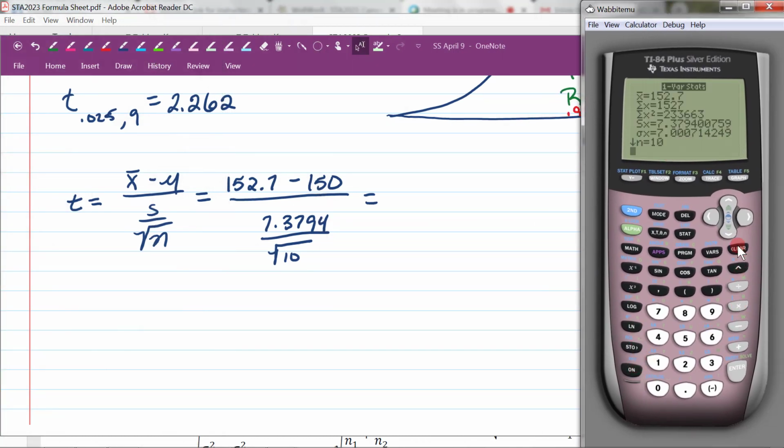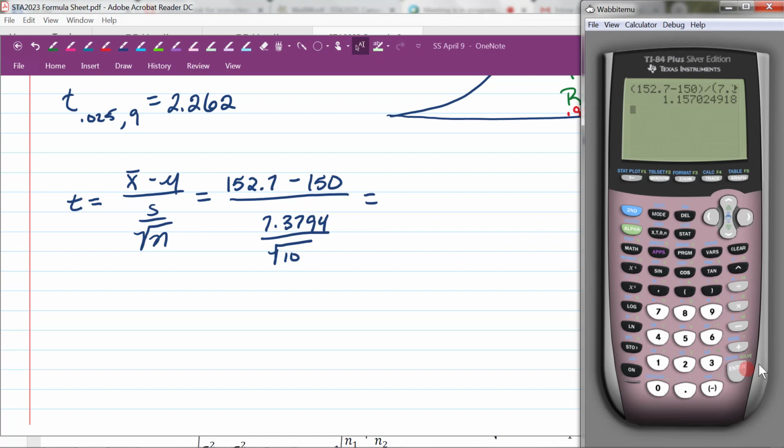Turn that on, hit clear, and we're going to go parentheses 152.7 minus 150, close parentheses, divided by, open parentheses right here, 7.3794, divided by the square root of 10. Come out from underneath the radical, close, hit enter. And there's our test statistic.